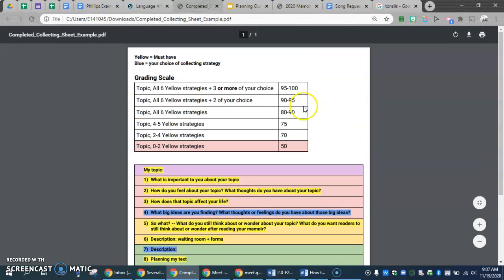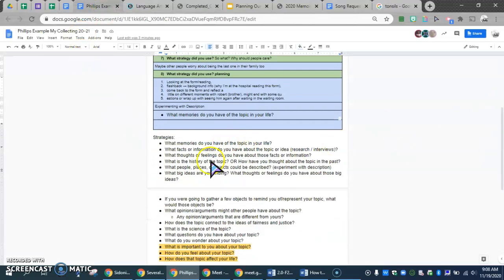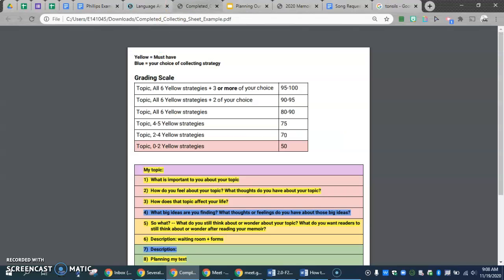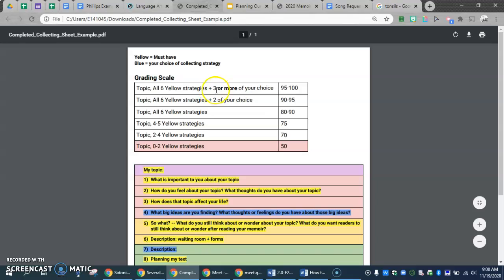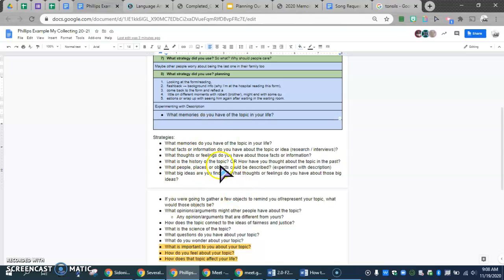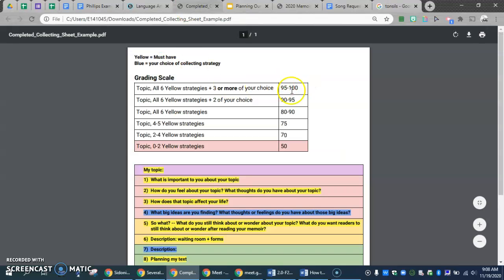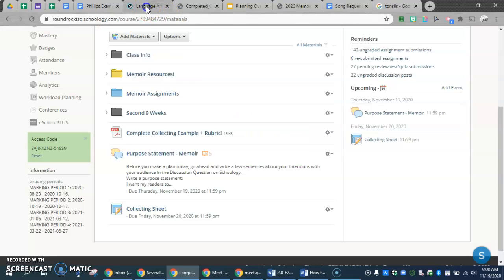All right, and then you've also got your grading scale here, right? So the most essential, you want to name your topic, and you want to have all 6 of the strategies that are highlighted in yellow, right? 1, 2, 3, 4, 5, and then 6. Then, if you get those 2 blue ones, whichever they are, right? Any of these over here, then your grade goes up even higher, right? And if you do more than one of the blue ones, or more than 2 of these choice strategies, then you get an even higher grade. I hope that clarifies some things.